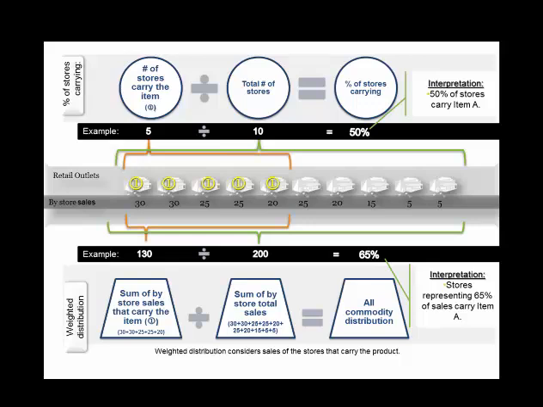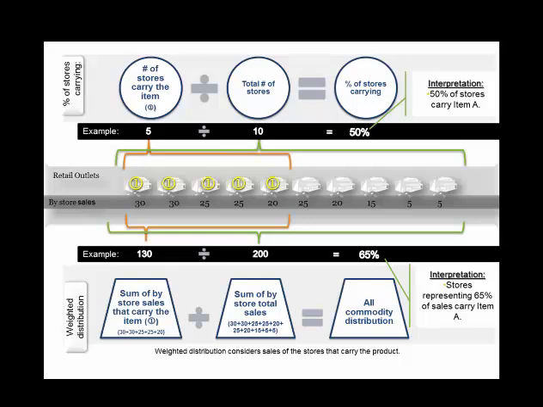So our weighted distribution measure says that we have distribution in more of the stores that are driving sales. So again, it gives you a different perspective on looking at distribution. So is it more important to get a product into every single store, or is it more important to focus on expanding your distribution into the stores that are driving more of your overall sales volume? Again, great way to drive incremental insights into your category.